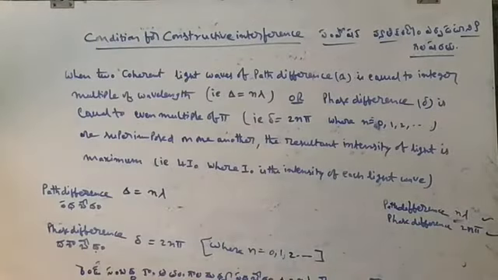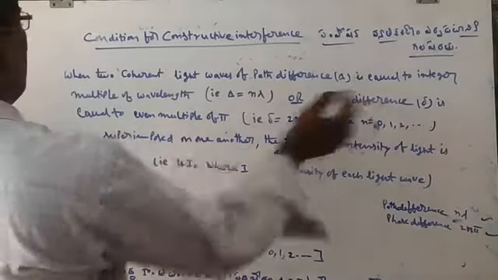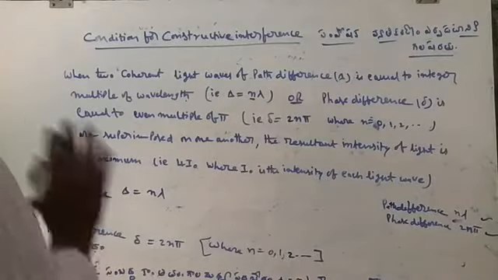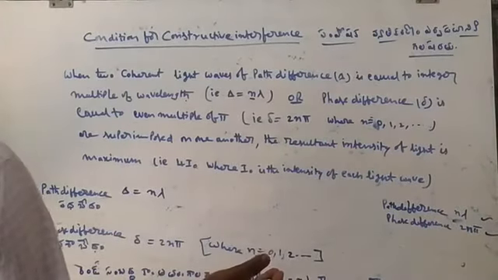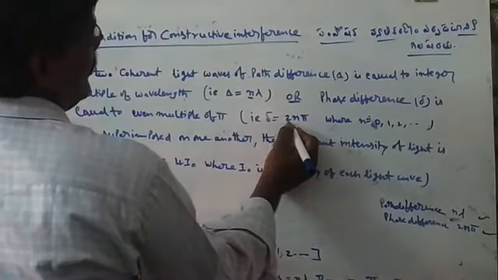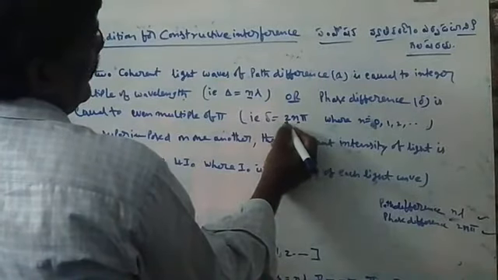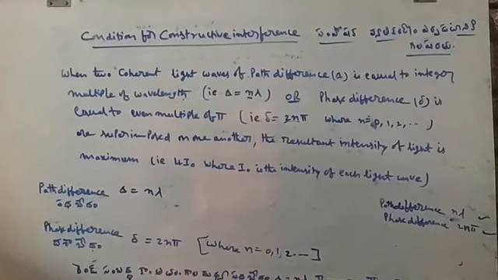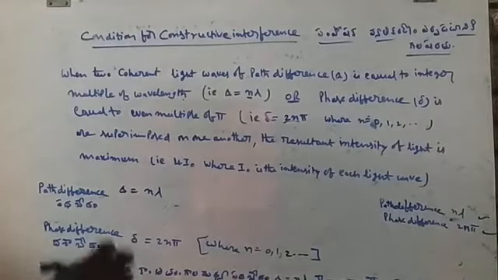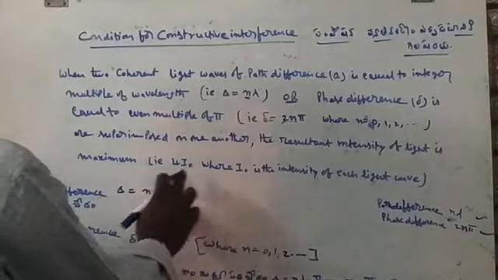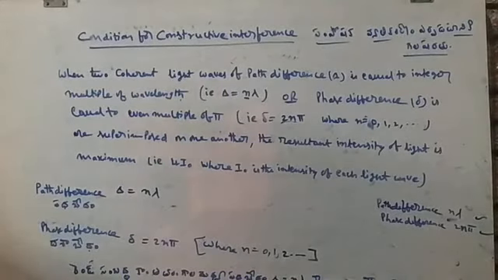When two coherent light waves of path difference equal to an integer multiple of wavelength, here the integer is n, or phase difference equal to an even multiple of pi, 2 into n means even multiple of pi, where n is equal to 0, 1, 2, 3, are superimposed on one another, the resultant intensity of light is maximum, that is 4I0. Maximum intensity I is equal to 4I0, where I0 is the intensity of each light wave.